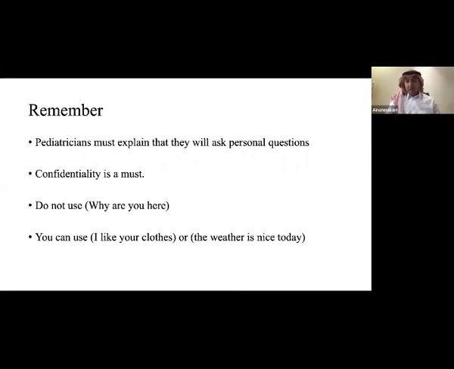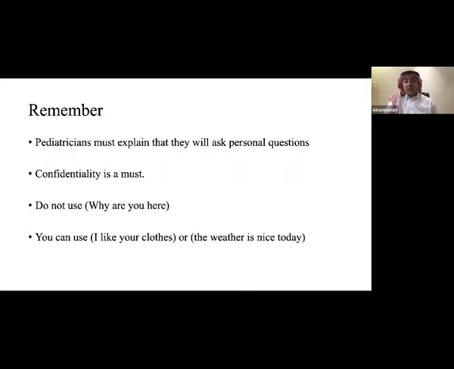Again, as I mentioned, I keep going back and forth about this. As a pediatrician, in general pediatrics, as a resident, or in family medicine, it's a very important thing, because they see patients from 14 to 18. You need to explain that you're going to be asking personal questions. Personal questions mean uncomfortable questions. This is why you need to be confident and assure confidentiality.